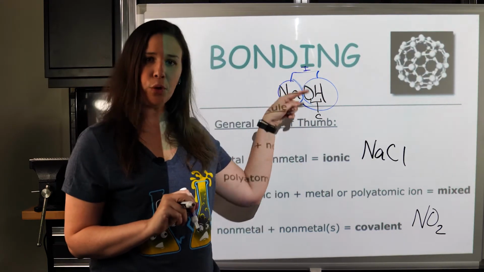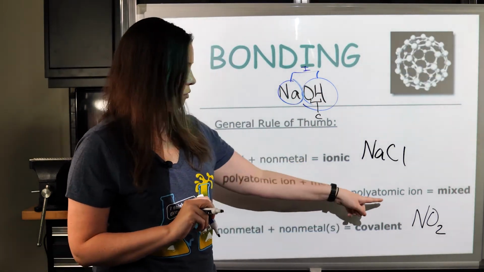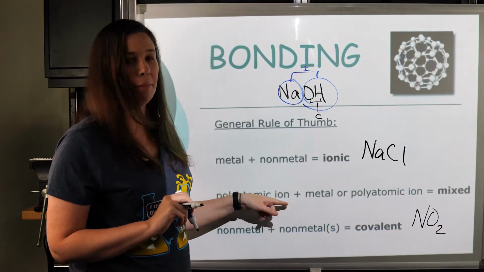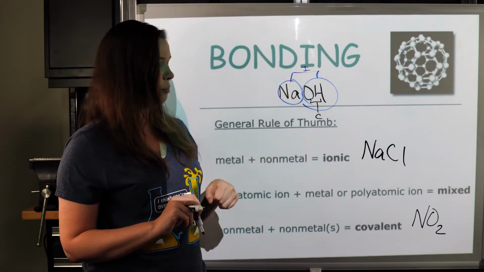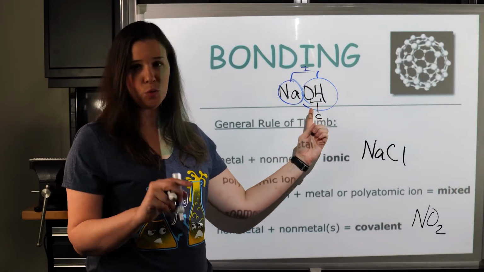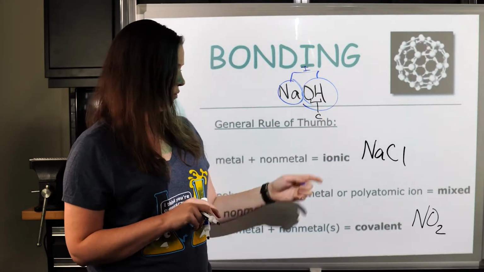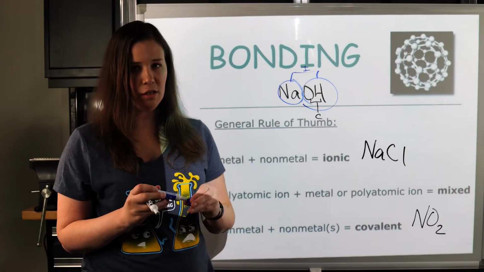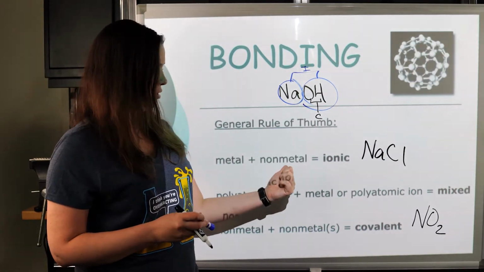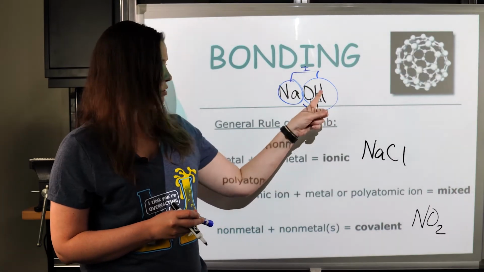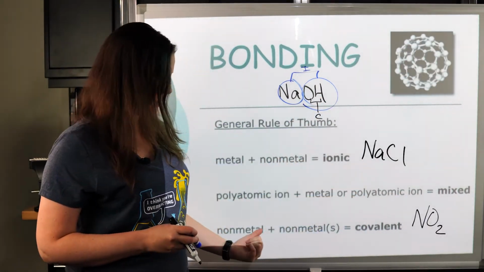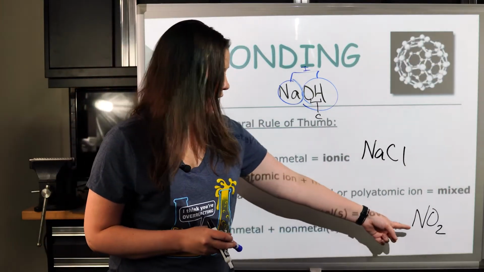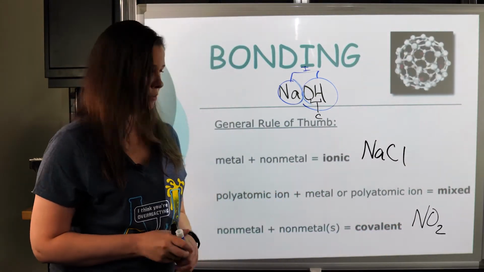So it actually has both types of bonds. So that would be an example of mixed or having both types of bonds. Ion to ion is an ionic bond, and then the nonmetals within the polyatomic have a covalent bond. So you need to be able to tell them apart. If you see a metal and a nonmetal, it's ionic. If you see a polyatomic ion involved at all, it probably has both. And then if it's all nonmetals, then we have our covalent bond.